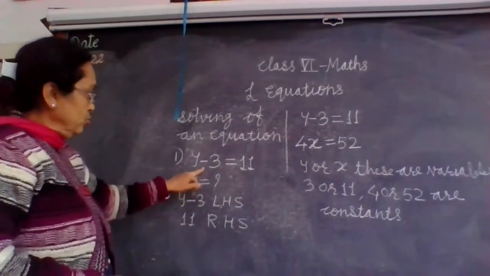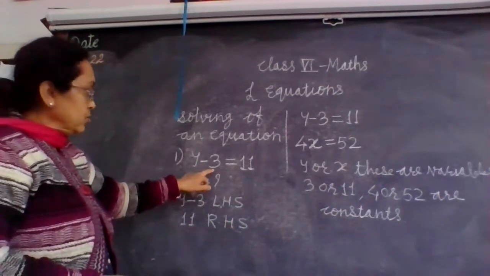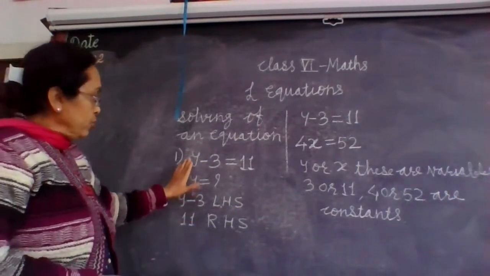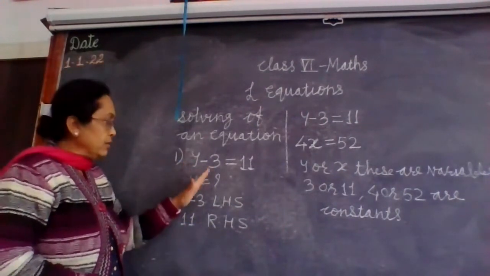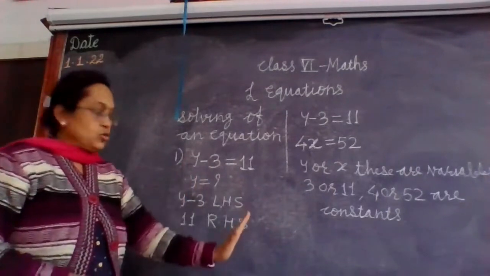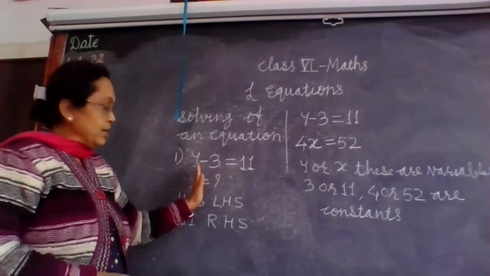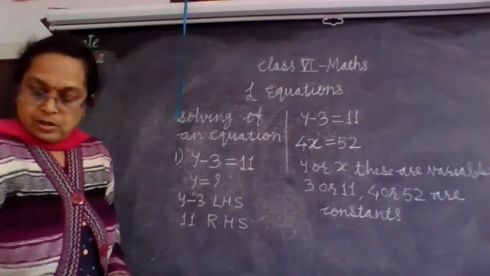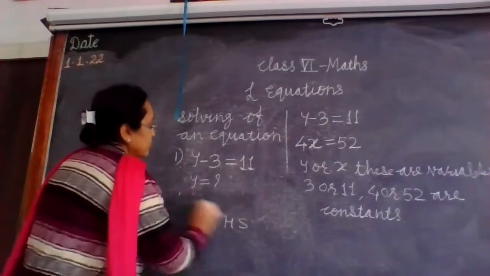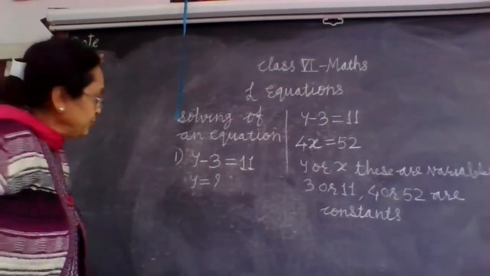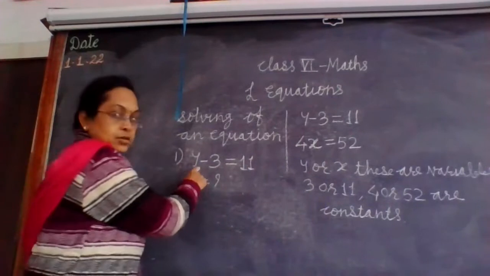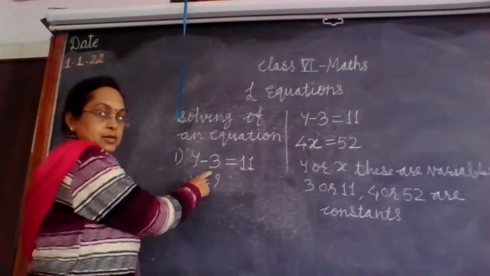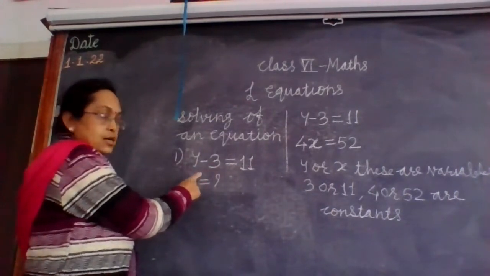So we have to take away this constant so that we can find the value of y. We will put the variable on one side and all constants on the other, means y in the left hand side, constants in the right hand side of the equation. So let us try. With this y, the variable, which constant is there? 3 is there.